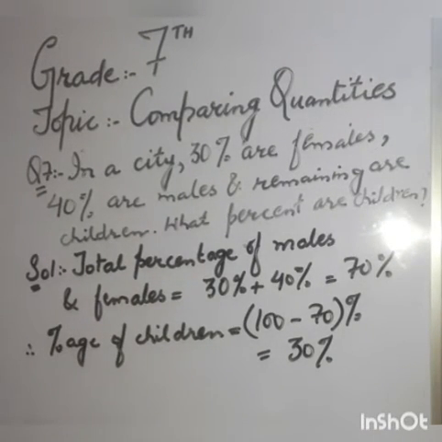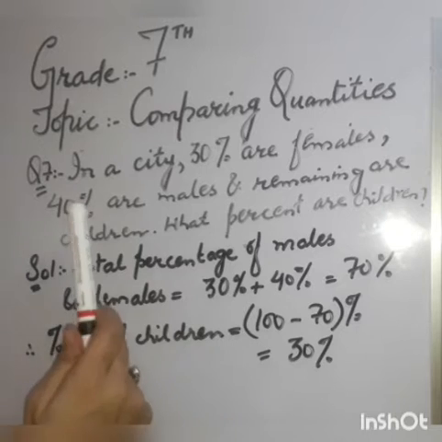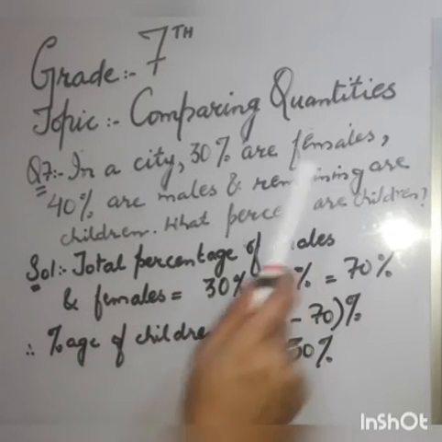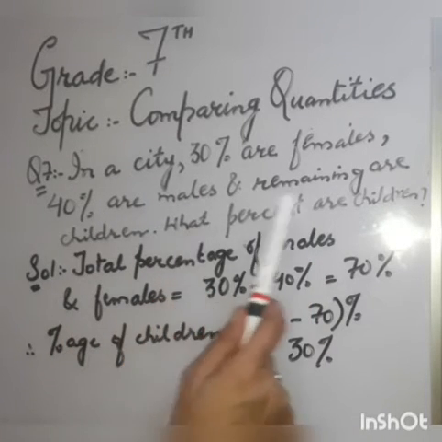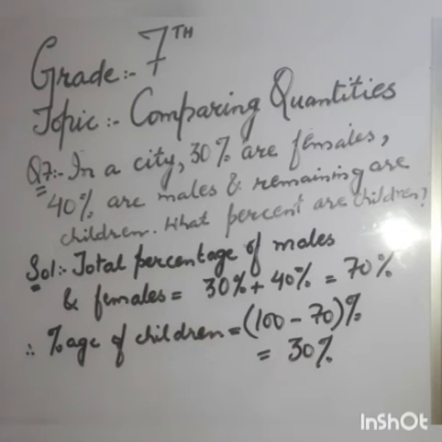Now students, question number 7 is: in a state 30% are females, 40% are males and the remaining are children. What percent are children? There is a state where 30% are females and 40% are males. We have to find the percentage of children.